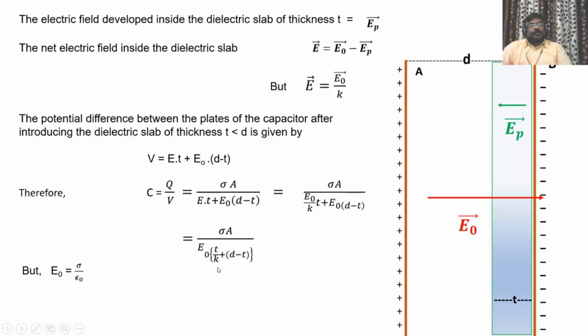Again, we can make a substitution here. E0 is sigma divided by epsilon 0. With that substitution, the C becomes epsilon 0 into A divided by T by K plus D minus T.